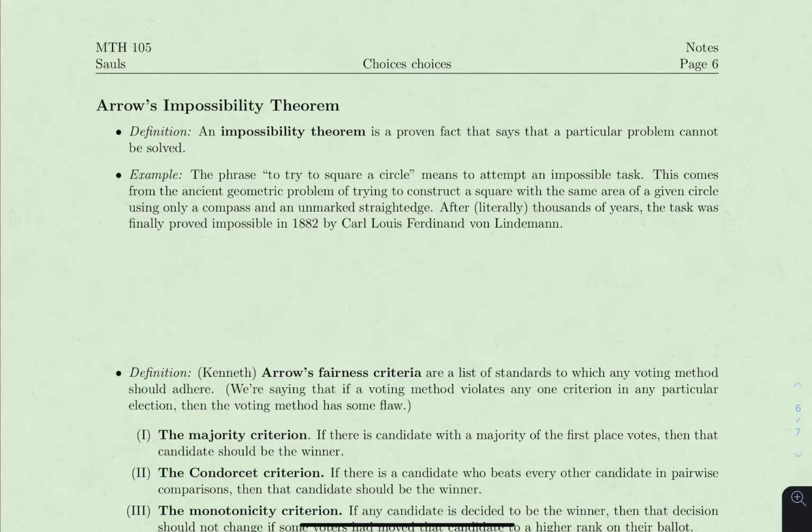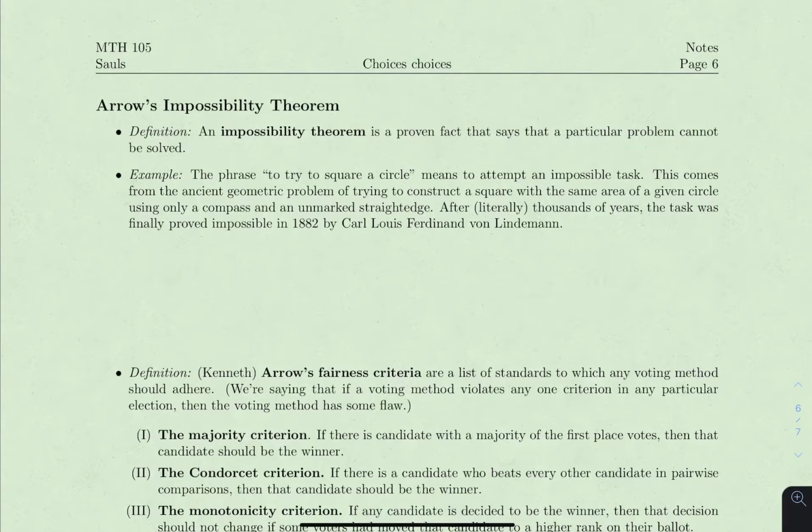Welcome. This is the sixth and final video about the mathematics of elections. And in this video, we're not going to discuss any voting method in particular, but we're going to discuss why we can't just choose one of these methods and call it a day.